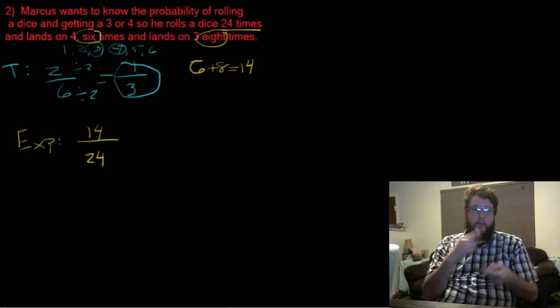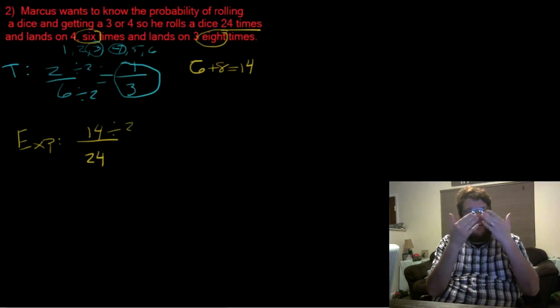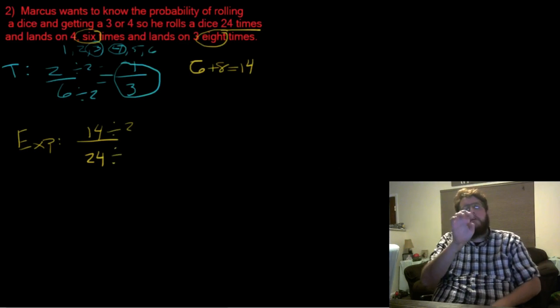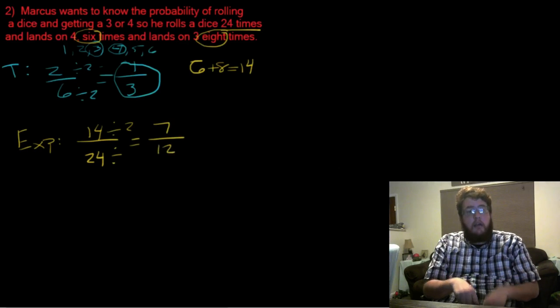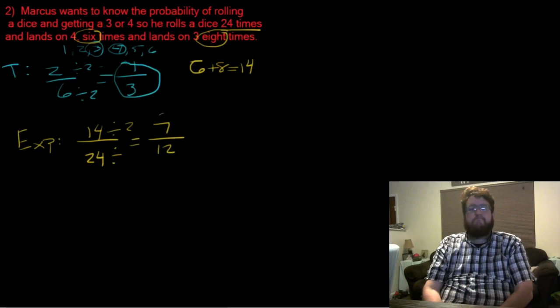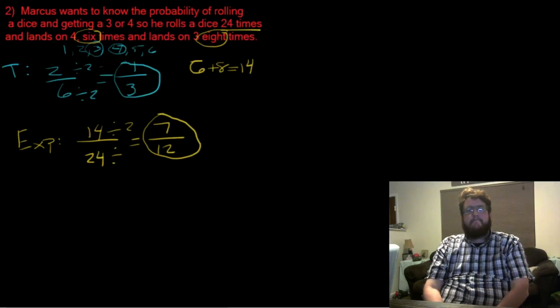I know that at least, because both these numbers are even, I can divide both of these by 2. 14 divided by 2 is 7. 24 divided by 2 is 12. So my experimental probability that Marcus observed is 7 out of 12.